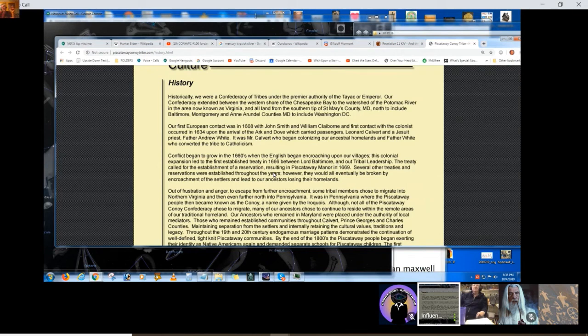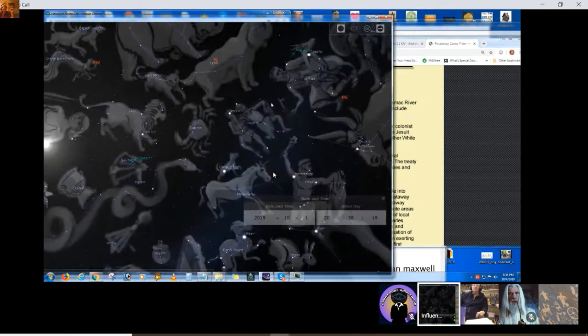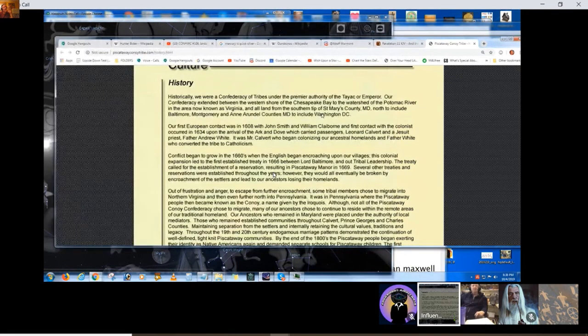And that's when I realized, oh my God, this is the Pentagon sitting here, and they were all together on 9/11 getting destroyed. So here was what was really interesting when I decided to go look up Seattle, Washington. Here's their story: our first European contact in 1608 was John Smith and William Claiborne, and our first contact with the colonists occurred in 1634 upon the arrival of the Ark and Dove.